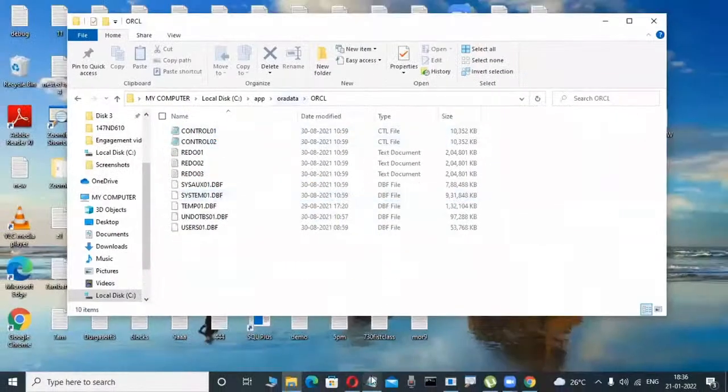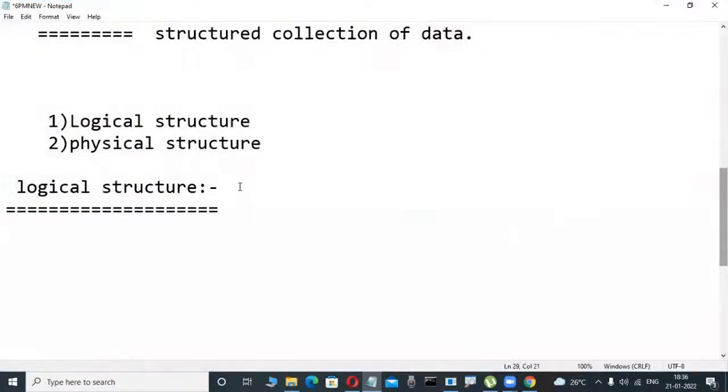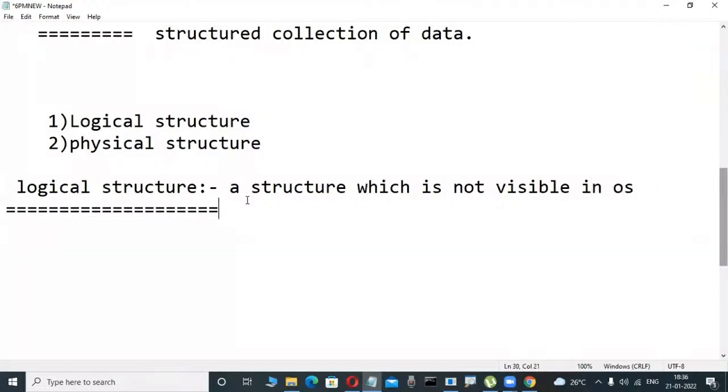Now, what does a logical structure mean? Don't write it down. A structure, here a database structure, don't worry. A structure which is not visible in the operating system, in the OS, is called a logical structure of the database.